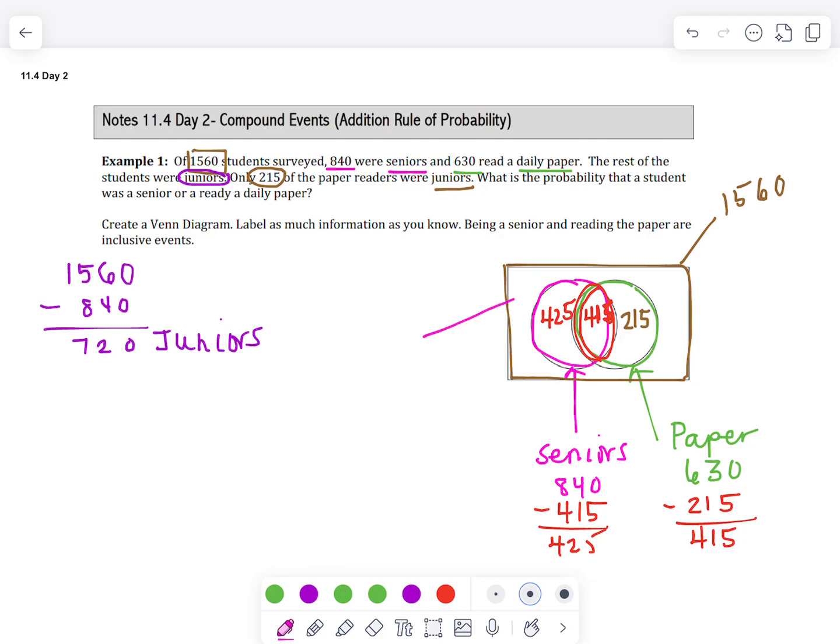And then to figure out who's outside the Venn diagram, we had a total of 1,560 students. And we're going to subtract out 425 and 415 and 215. And what we'll be left with is 505.